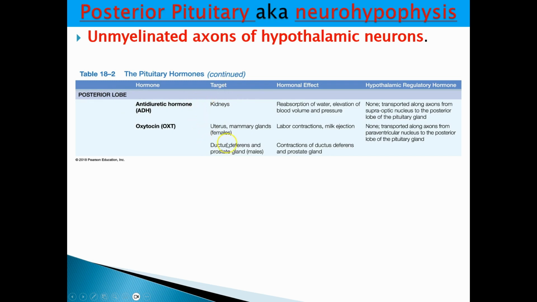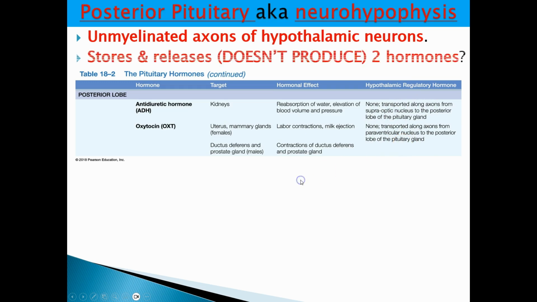These are hormones that are secreted. Notice hypothalamic regulatory hormones, none. They're transported along specific nuclei to the posterior lobe. All right, so notice it stores and releases, and I'm stressing it doesn't produce, 2 hormones. Like I said, if Pearson didn't fix that question, you might see Pearson saying the pituitary gland produces 9 hormones. That would be incorrect because, again, posterior doesn't produce these. It just stores them as we see here.